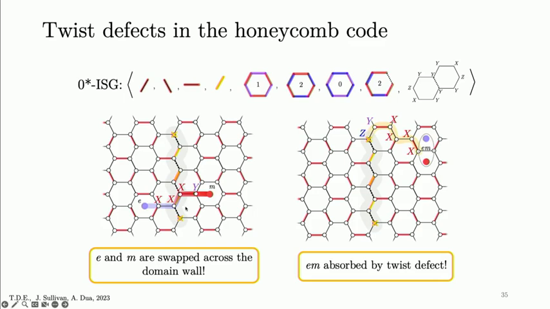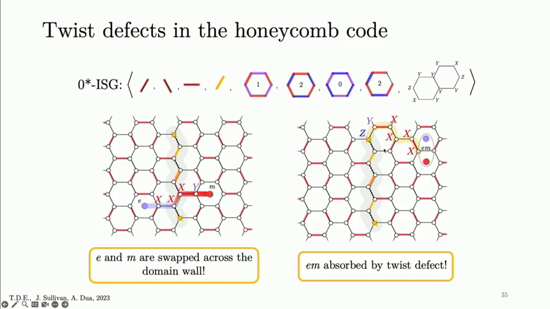Okay, so what are the two properties of twist defects that we need to verify? Well, first, E and M anions are swapped across the domain wall. That can be seen by finding a string operator that creates E on one side, M on the other, and this string operator commutes with all the instantaneous stabilizers along its path.